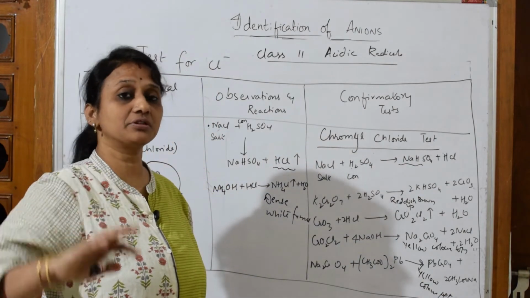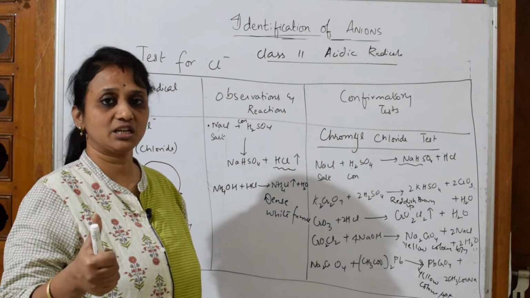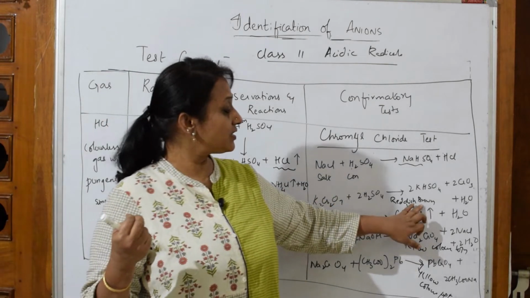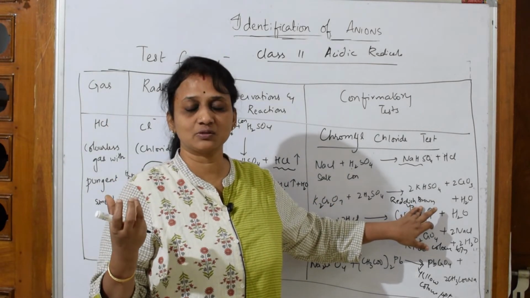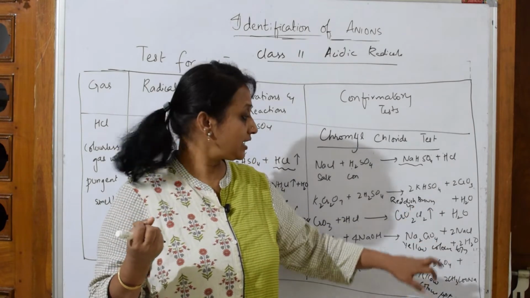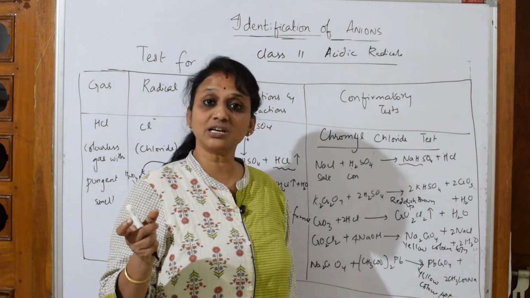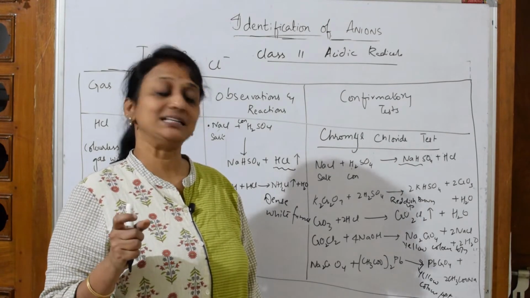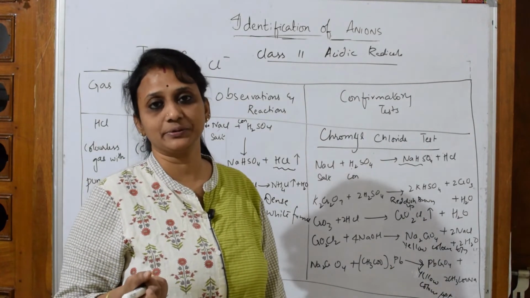So I have 3 different viva questions in this. Question number 1, what is the gas evolved? Question number 2, what is the reddish brown vapor? What is the name of that? Chromyl chloride. Question number 3, what is the yellow color PPT formed when you confirm chloride? That is, you will say lead chromate, right?